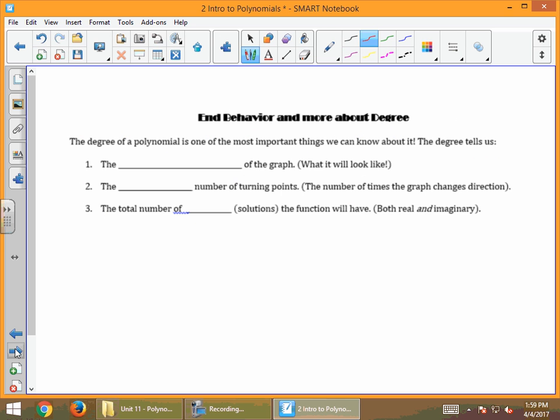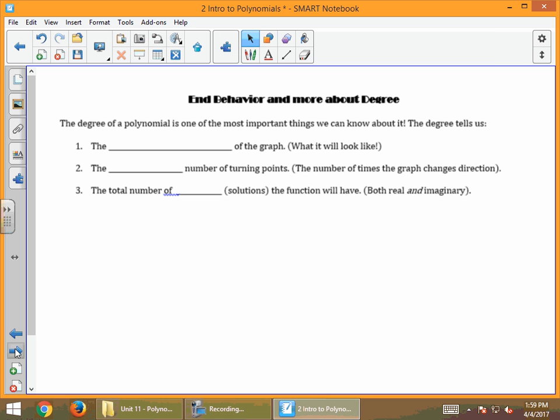And this next section, we talked about a little bit yesterday. We're going to talk about the end behavior and the degree of a polynomial. The degree of a polynomial is one of the most important things we can know about it. It tells us a lot of information. One thing it tells us is pretty much what the graph's going to look like. It's going to tell us the end behavior.